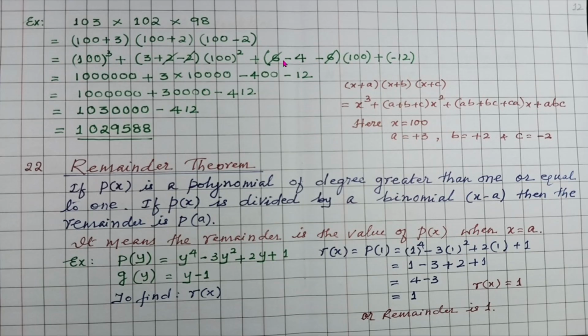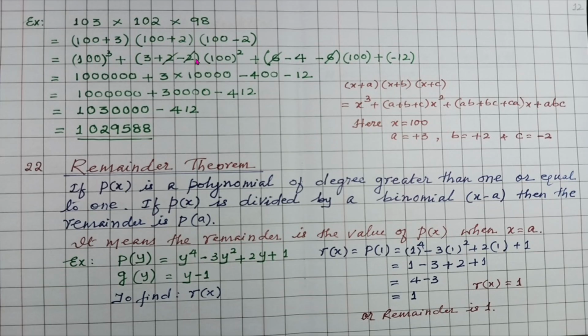Then here, minus 6 plus 6 cancels, minus 4 into 100 becomes minus 400, and plus into minus is minus 12. Now add the positive values. We have got 30,000, then minus 412. So add these two positive values, we get 103 followed by 4 zeros, minus 412 subtracted, we get the value 1029588.